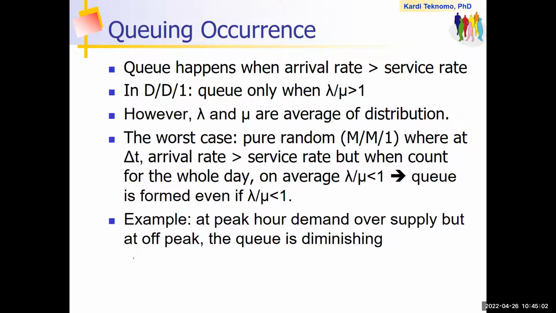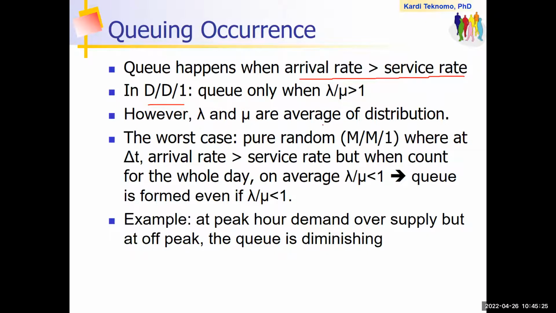Now, this happens in DD1. Okay, in DD1, queuing only happens when the arrival rate is actually larger than the service rate. Or DDS is the same thing.